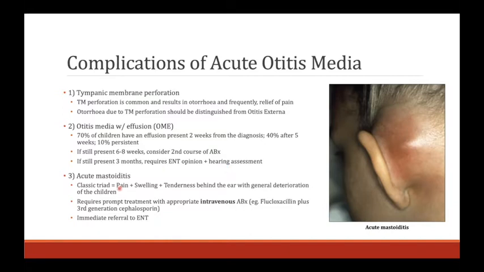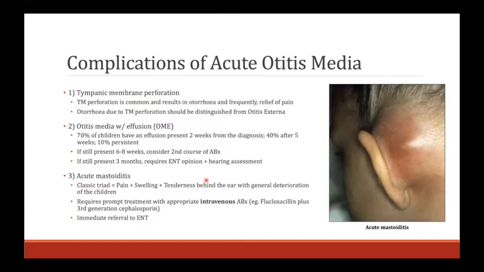The last one, and a really big red flag, is something called acute mastoiditis. So acute mastoiditis has a very particular triad, which is pain, swelling, and tenderness behind the ear. The children who come in look pretty toxic. They just don't look that well. They come into ED, they just don't want to be there. They don't want to talk to you. They just don't want anything to do with anyone touching them or examining them. And this is a really, really big red flag.